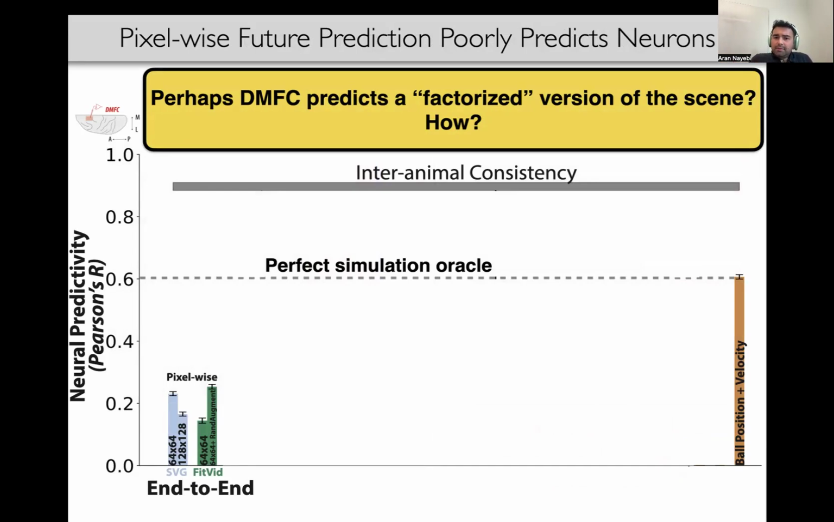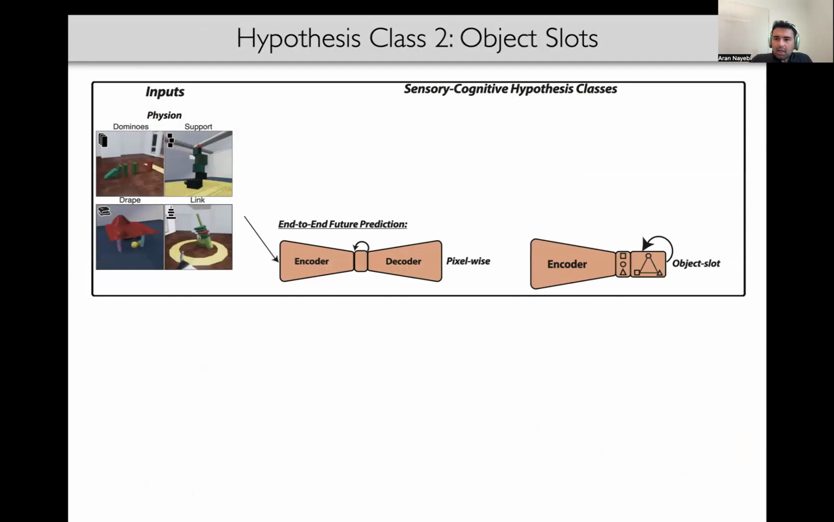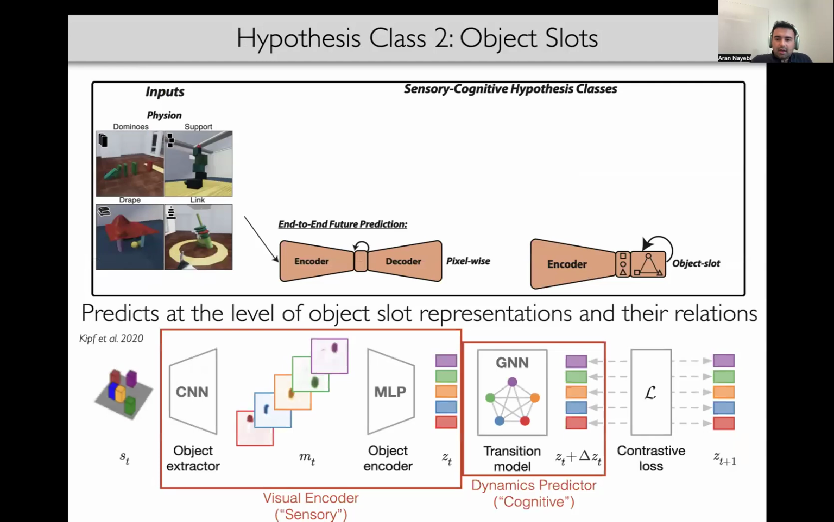But perhaps then DMFC is predicting a factorized version of the scene. So how might it go and do that? Well, one idea would be to factorize the scene at the level of object slots and their relations. And a very prominent self-supervised model of this is known as the CSWM model.